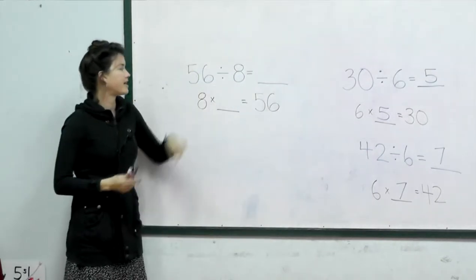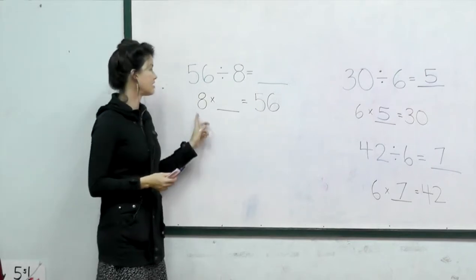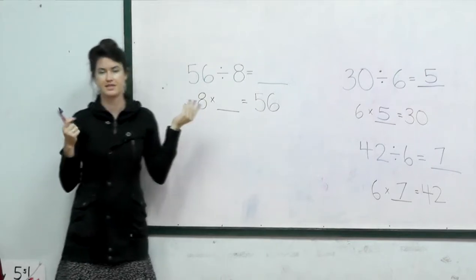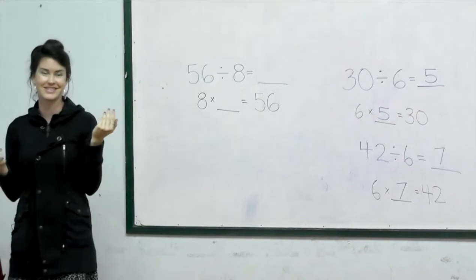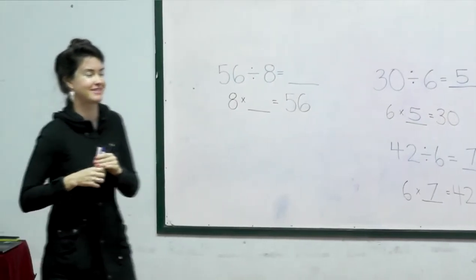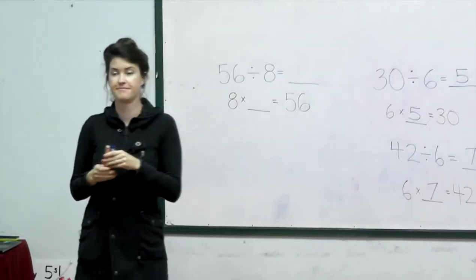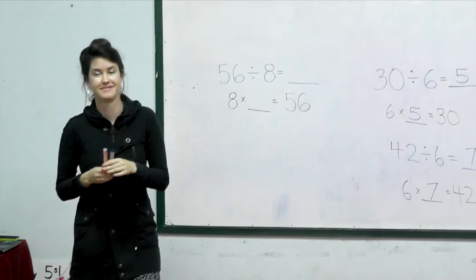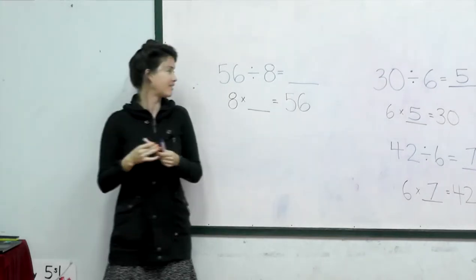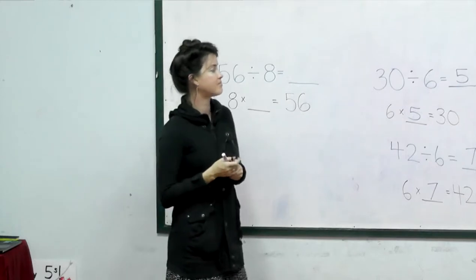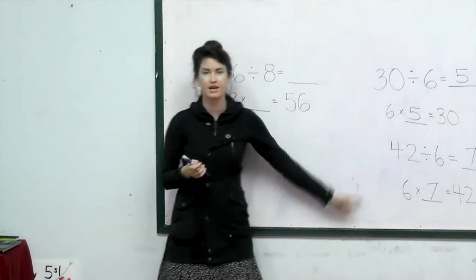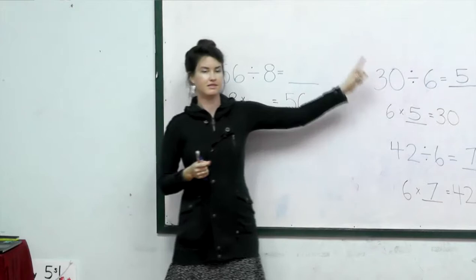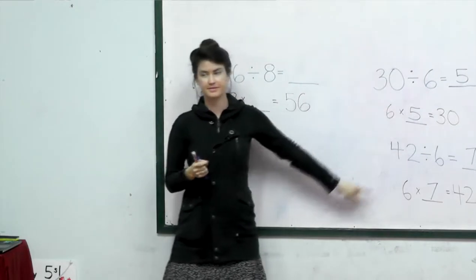So 56 divided by 8. We can also think 8 times what gives us 56. This is a tricky one from our times tables. Anybody have an idea? Okay, friends, I'm going to give you a clue. It's a very similar answer to something we already had on the board here.